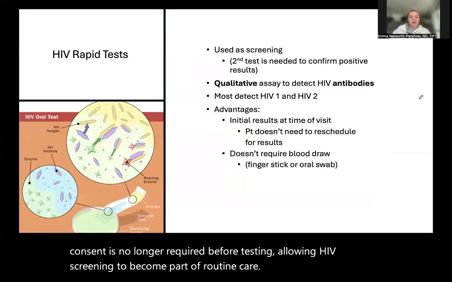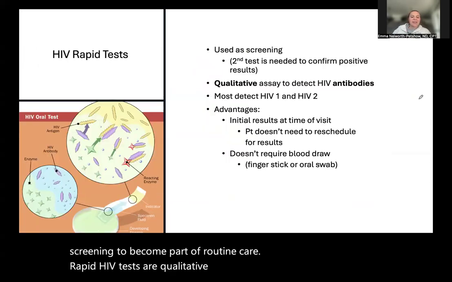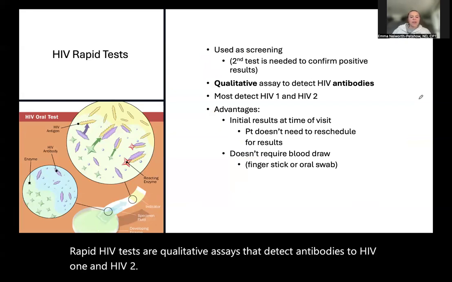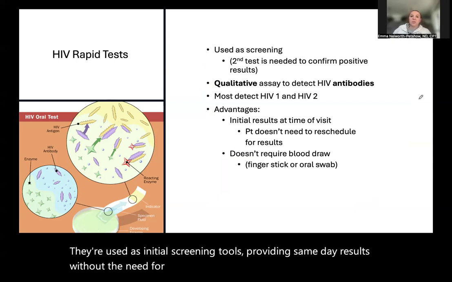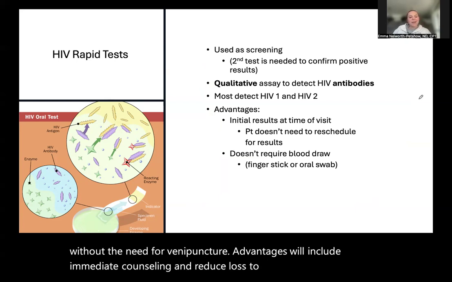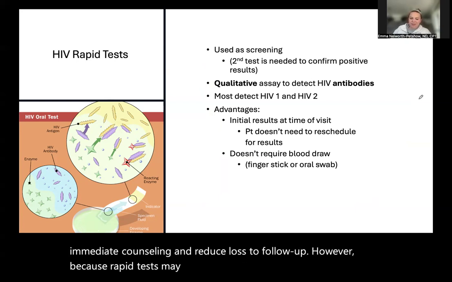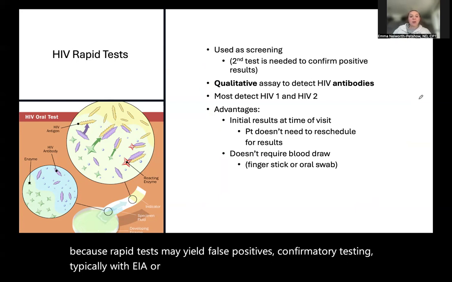Rapid HIV tests are qualitative assays that detect antibodies to HIV-1 and HIV-2. They're used as initial screening tools, providing same-day results without the need for a venipuncture. Advantages include immediate counseling and reduced lost follow-up. However, because rapid tests may yield false positives, confirmatory testing, typically with EIA or nucleic acid testing, is always required.